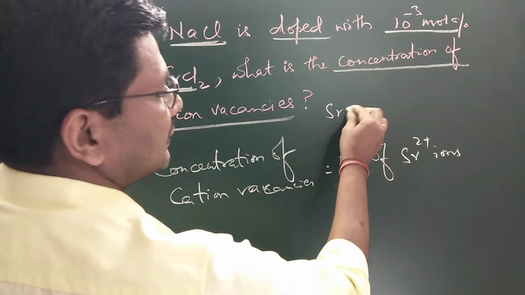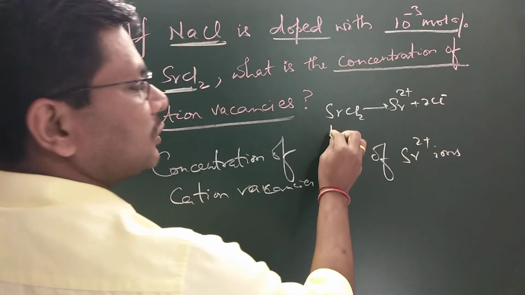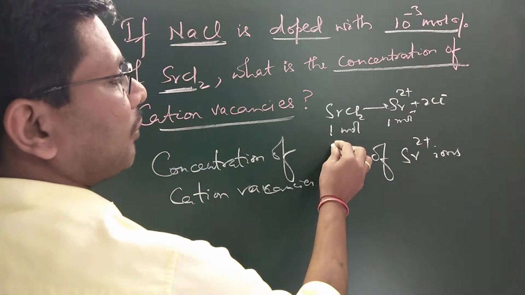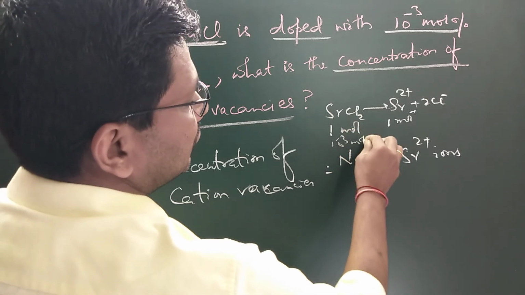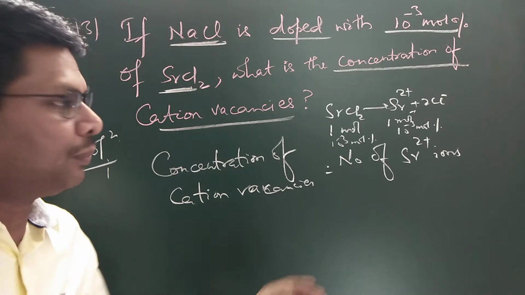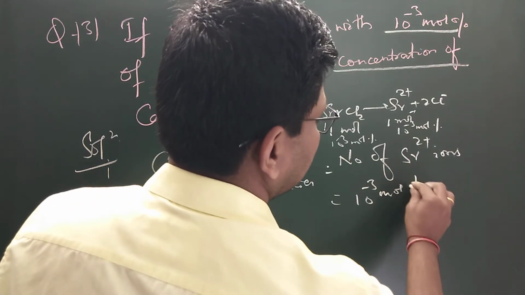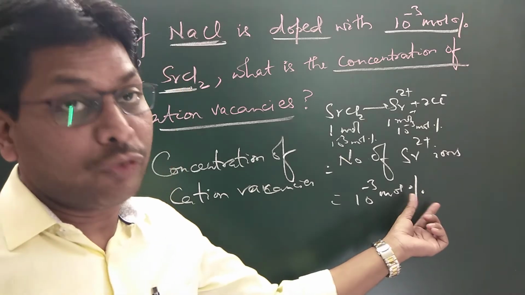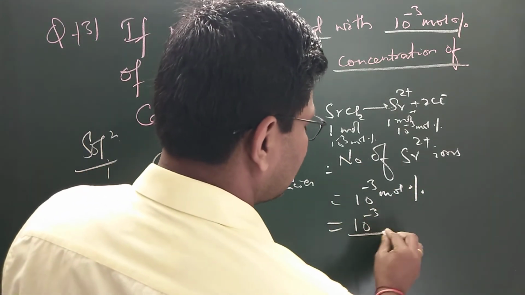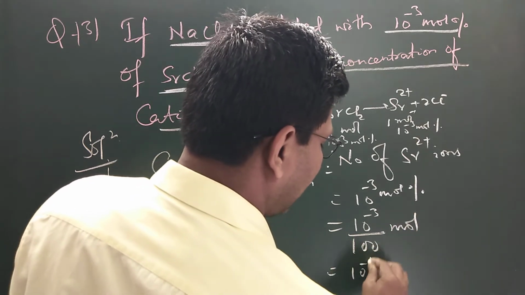As we know, SrCl2 breaks into Sr2+ and 2Cl minus. So if it is 1 mole, then this will also be 1 mole. Since it is 10 to the power minus 3 mole percent, it will also be 10 to the power minus 3 mole percent. Now keep in mind, student, when you have to remove the percentage sign, you have to divide by 100. So 10 to the power minus 3 by 100 will give you 10 to the power minus 5 mole.